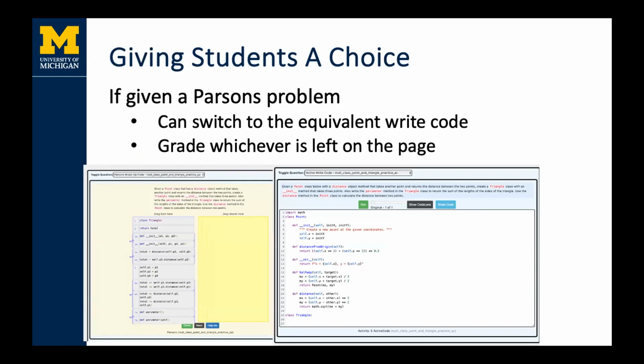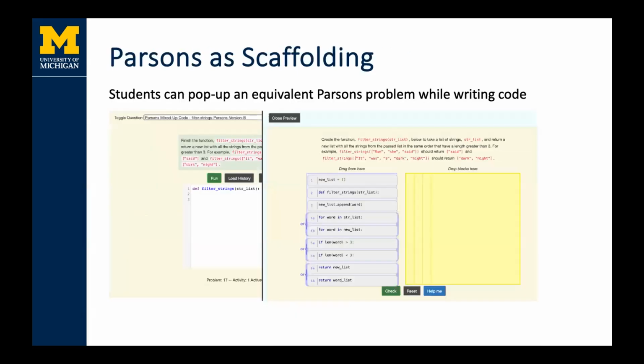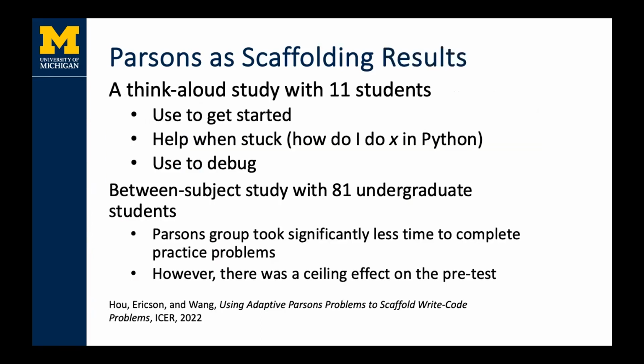So if I give you a Parsons problem as practice, we now have a toggle feature where you can switch to the right code problem and solve that instead. We also, though, if you're writing code and you're stuck, we can pop up a Parsons problem to help you. We don't let you switch to it because that's easier, but it is a form of help now. And we've done studies on that.